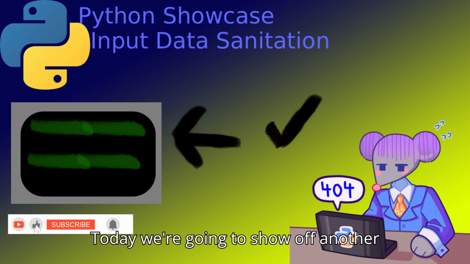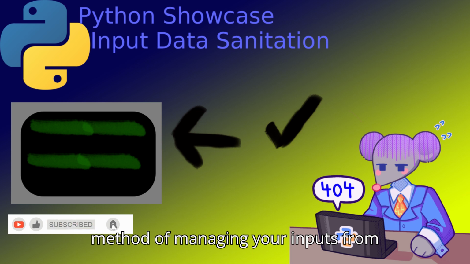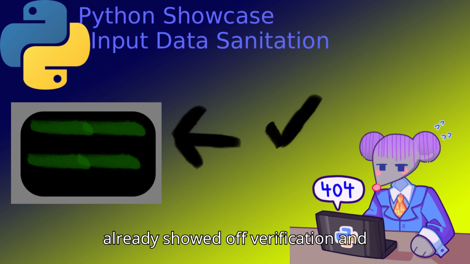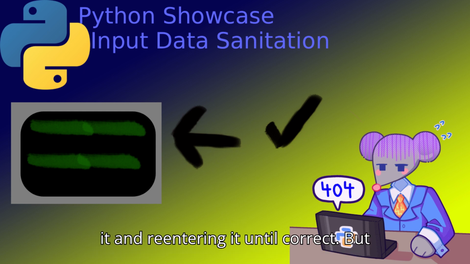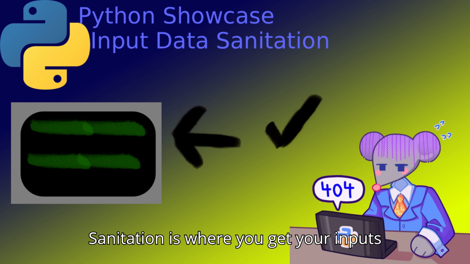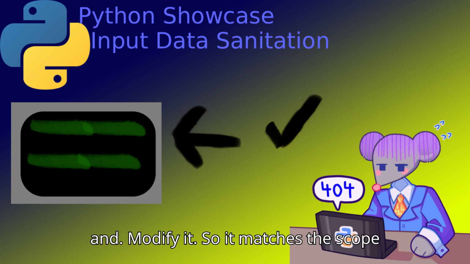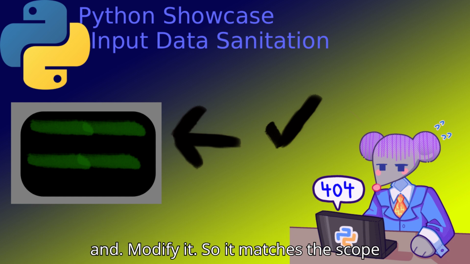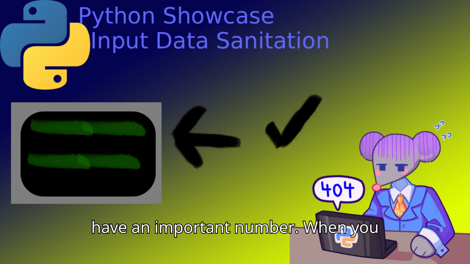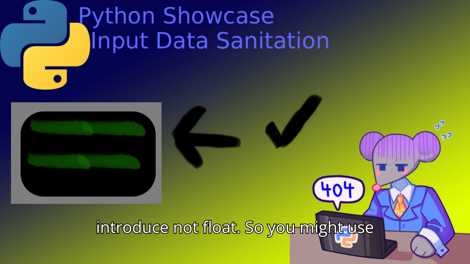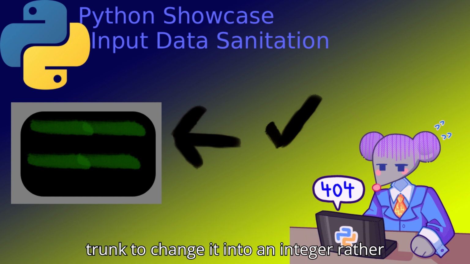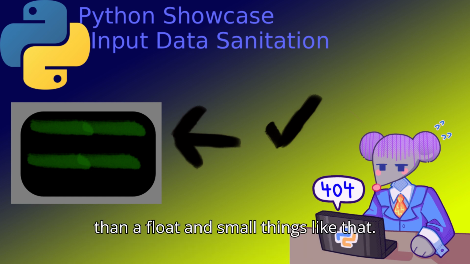Today we're going to show off another method of managing your inputs and making them better for your program. We've already showed off verification and validation, which is the process of checking it and re-entering it until it's correct. But now we'll show off sanitation. Input sanitation is where you get your inputs and modify it until it matches the scope of your program. So for example, you might have them input a number, but you only need integers, not floats, so you might use math.floor or round function or math.trunc to change it into an integer rather than a float. Small things like that.